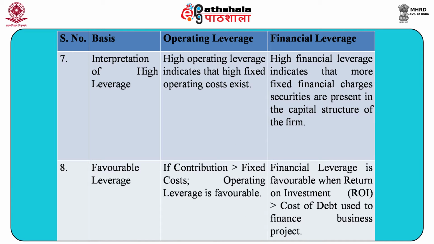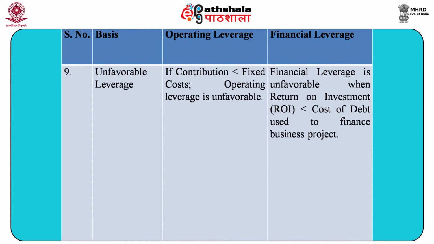7. Interpretation of high leverage. High operating leverage indicates that high fixed operating costs exist, whereas high financial leverage indicates that more fixed financial charges, securities are present in the financial structure of the firm. 8. Favorable leverage. If contribution is more than fixed costs, operating leverage is favorable, whereas financial leverage is favorable when return on investment, that is ROI, is more than the cost of debt used to finance business project. 9. Unfavorable leverage. If contribution is less than fixed costs, operating leverage is unfavorable, whereas financial leverage is unfavorable when return on investment is less than cost of debt used to finance business project.